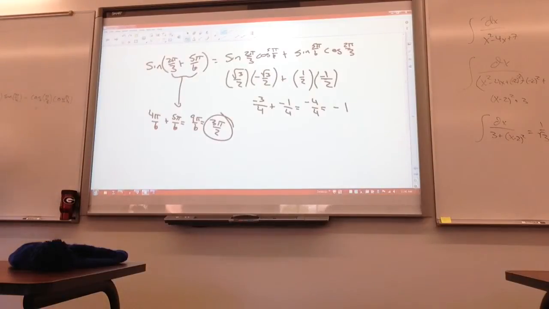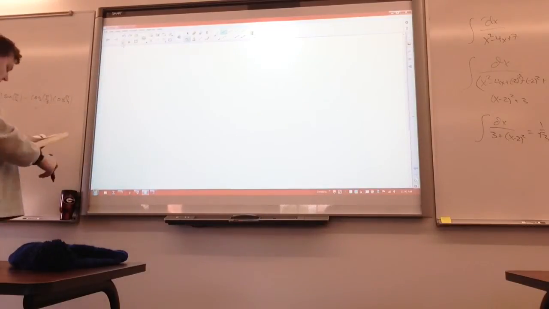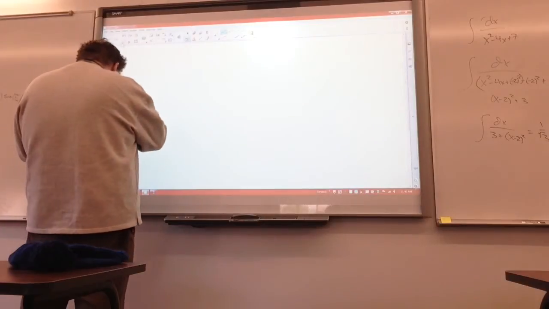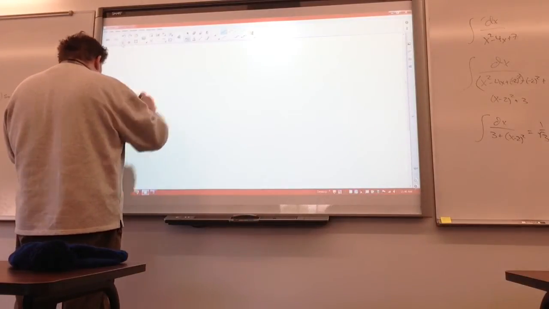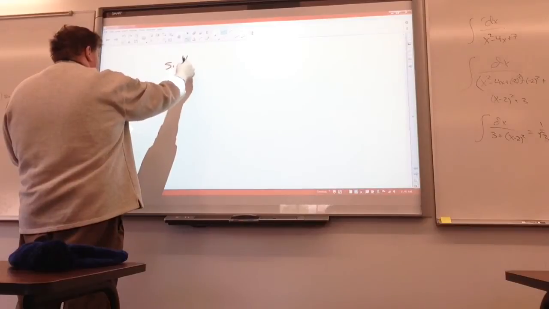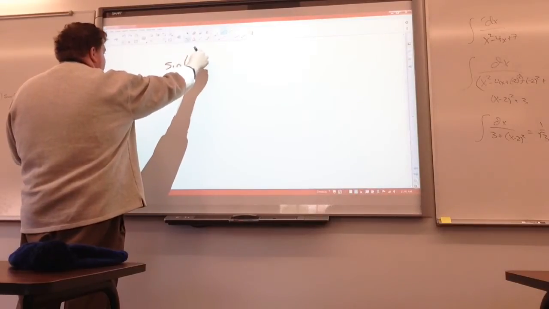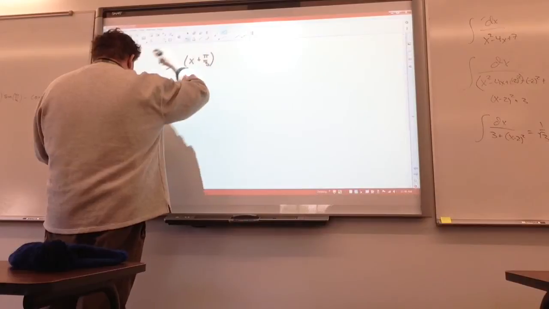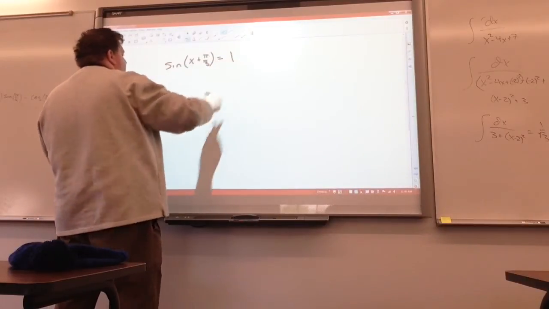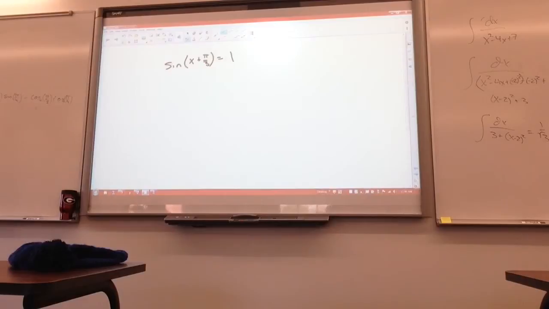Now, the other thing you could do with these is use them to solve trigonometric equations. Let me give you an example. Suppose I had the sine of x plus pi over 3 is equal to 1, and I want to solve this out. I happen to already know the solution. I can just think, what do you add to pi over 3 to get it to be pi over 2? That's one way you could approach this.